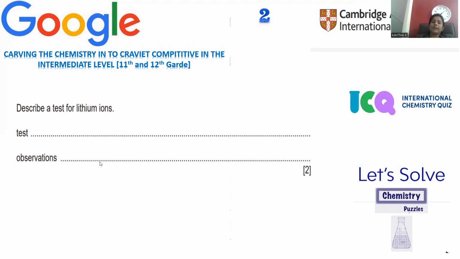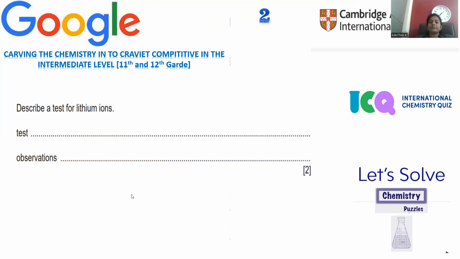Whatever batteries we are using handy, especially in mobile phones, any lightweight battery is made up of lithium ion, right? They're asking for the test for lithium ions. What test are you doing? What observation did you find? Two things are required to be answered: the test name and the observation, right?